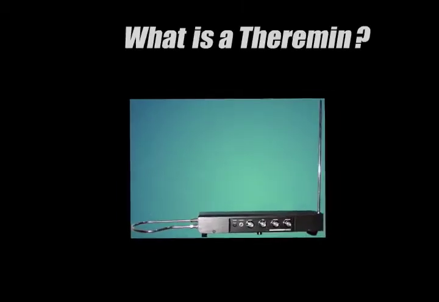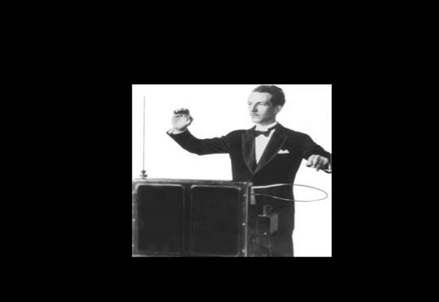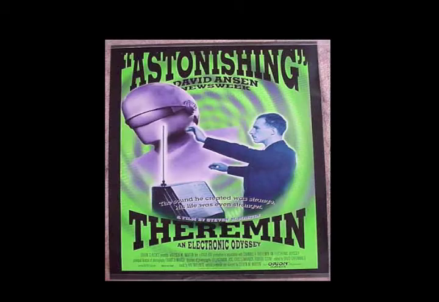What's a theremin? A theremin is an instrument that you play without even touching it. It looks like a box with two antennas sticking out of it, one horizontally and one vertically. How do you play it? Well, moving your hand closer to the vertical antenna changes the pitch, while your other hand controls the volume with the horizontal antenna. It sounds kind of like this.